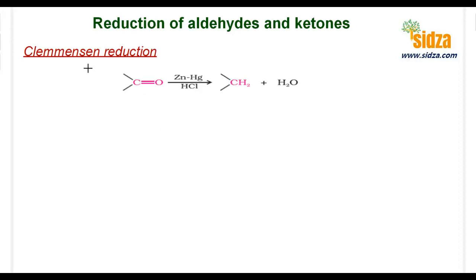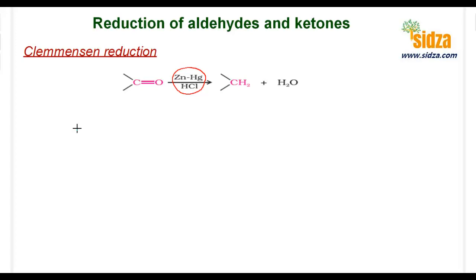And here in this Clemmensen reduction, basically this is a very simple reduction. You can use here a carbonyl group, and you can use zinc mercury amalgam and hydrochloric acid. When you use this reducing agent, you can convert this carbonyl group into CH2. Basically you remove this oxygen and you get the water there, right? So this oxygen from the aldehydes and ketones is lost as water.